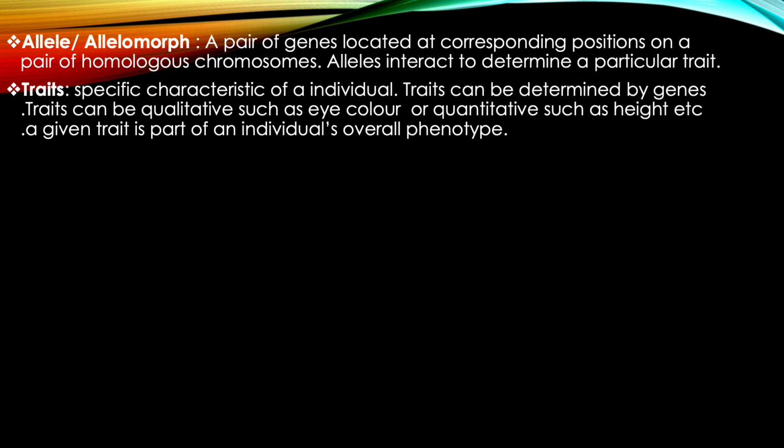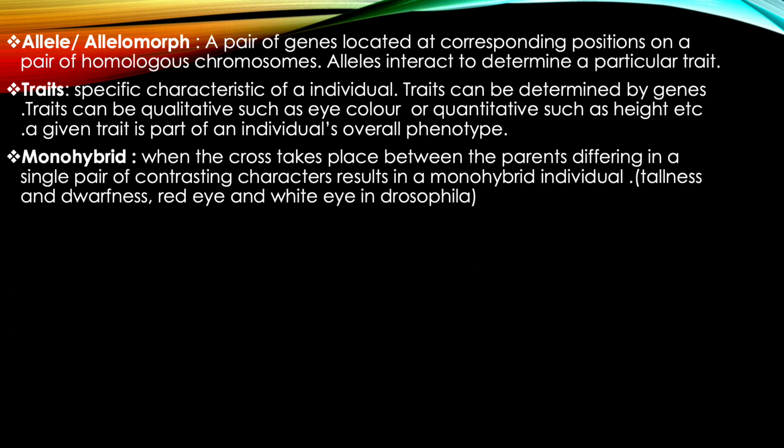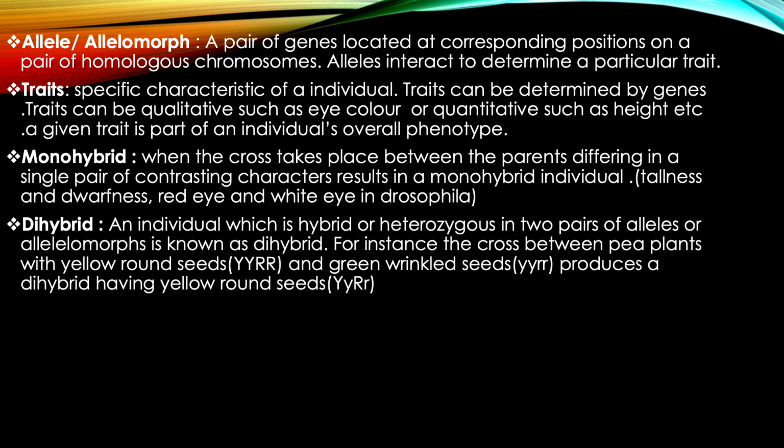Traits, specific characteristics of an individual. Traits can be determined by genes. Traits can be qualitative, such as eye color, or quantitative, such as height, etc. A given trait is part of an individual's overall phenotype. Monohybrid. When the cross takes place between the parents differing in a single pair of contrasting characters, it results in a monohybrid individual, like tallness and dwarfness or red eye and white eye in Drosophila.